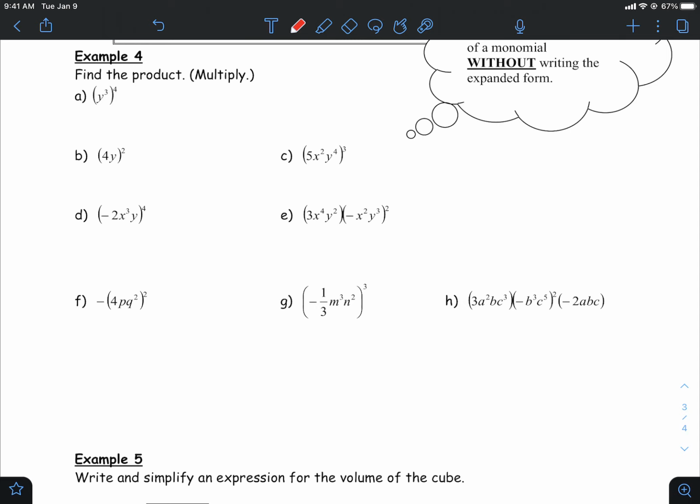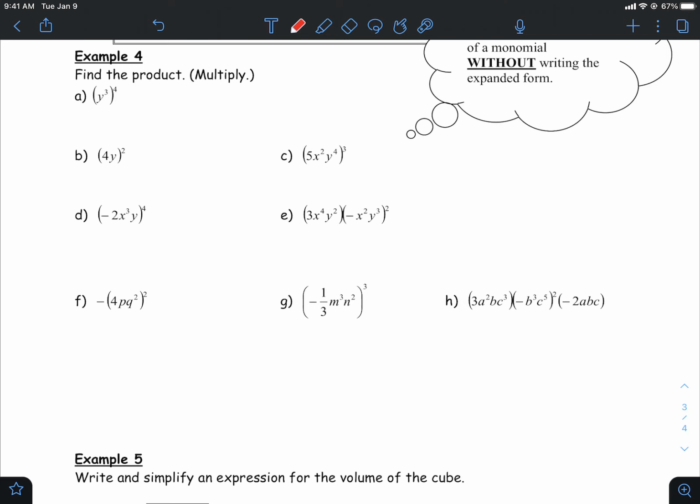So for the easy ones, we'll apply our power laws, and for some of the more complicated ones, like if you were on a test and you're like, uh-oh, I don't know what to do, use expanded form, because it'll just save you. It's a safety net. Okay.